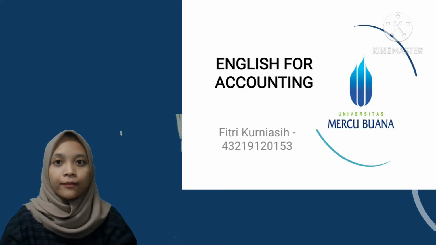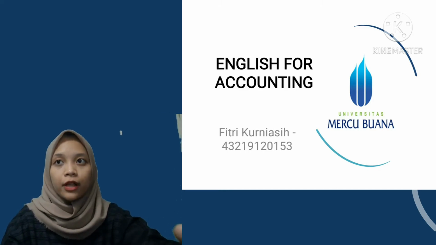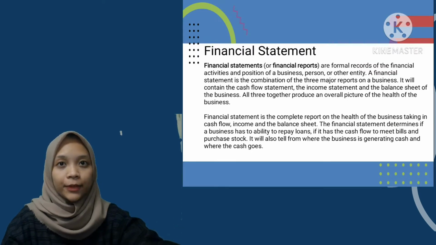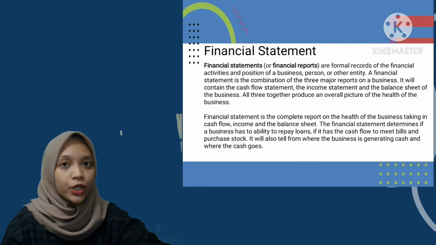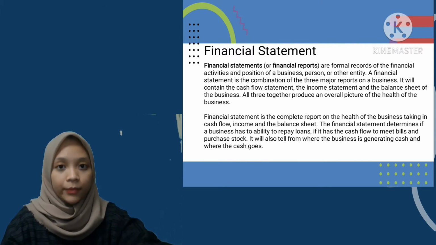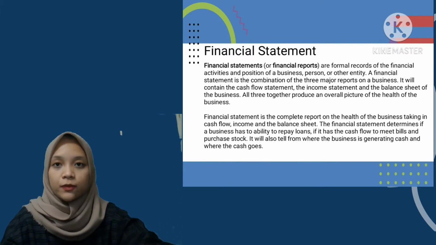For accounting. So first of all, I will tell you about a financial statement. Financial statements or financial reports are formal records of the financial activities and position of a business or other entity. A financial statement is a combination of three major reports on a business. In a financial statement, you will make an income statement, capital statement, balance sheet, and also cash flow.